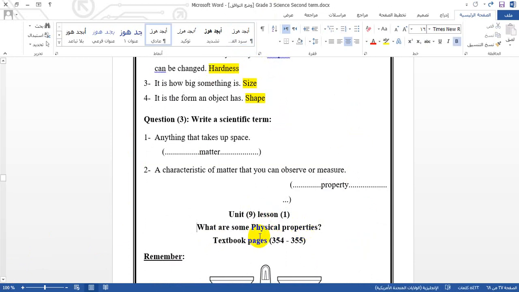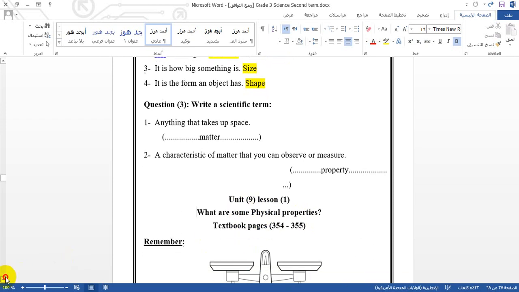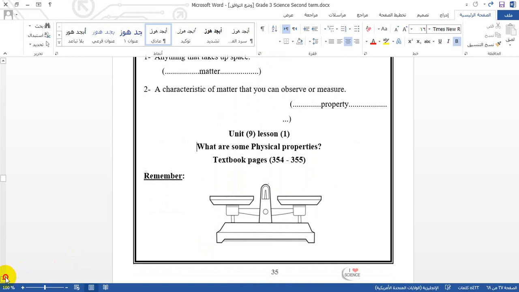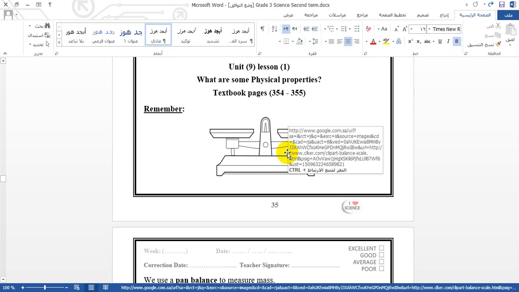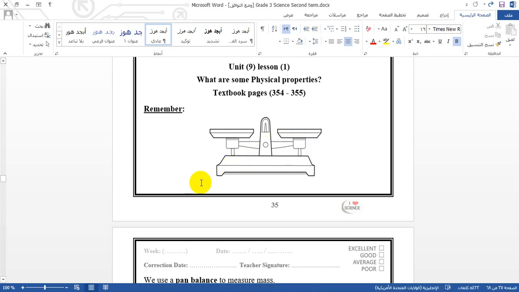Now page 35. Let's start with page 35. What do we use this one for, guys, by the way? What do we call this tool? The balance. Okay, don't forget that.